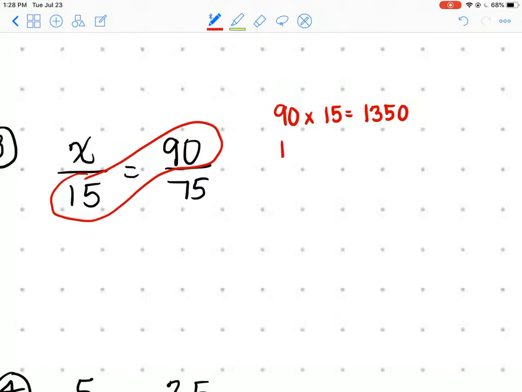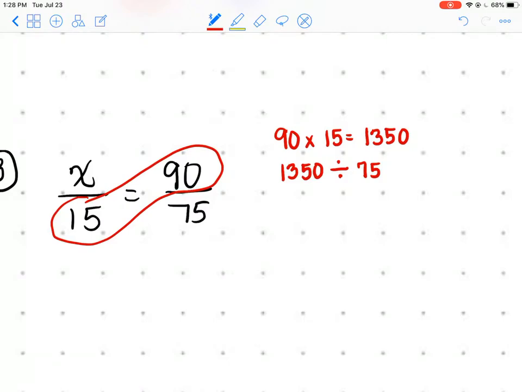And then since we're solving, we're going to take that cross product and divide by the 75. That's the piece that was not in the peanut. So that will always be your divisor. So divide by 75, you get an answer of 18. So the letter X is 18. And I could erase that X and put the 18 in there.